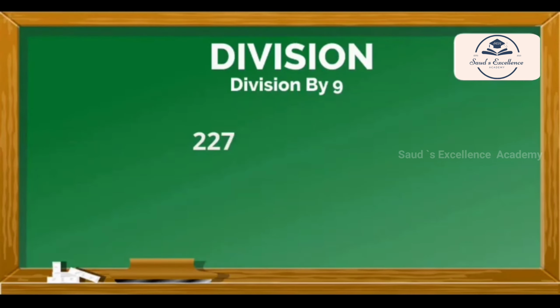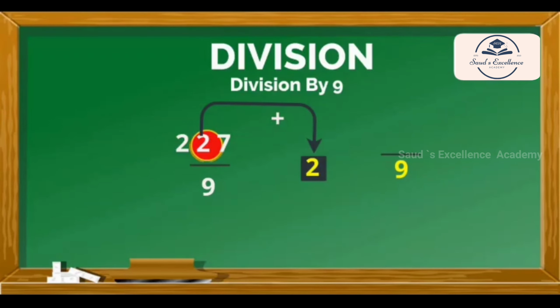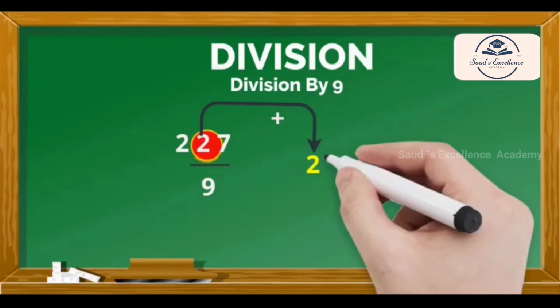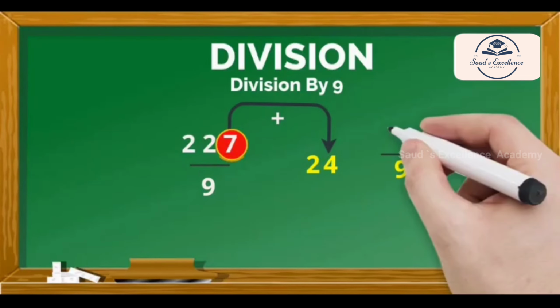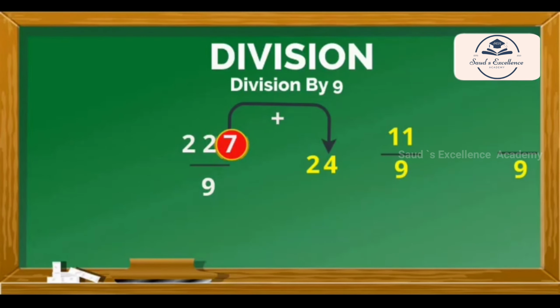Start with a new example, like the 3-digit number 227. Divide by 9. We write the hundreds digit, 2. We add 2 with the tens digit number, that is 2, equal to 4. We write 4 near 2 because we have a 3-digit number. Add the unit digit 7 plus 4, equal to 11. We write 11. 11 is bigger than 9, so we divide again.